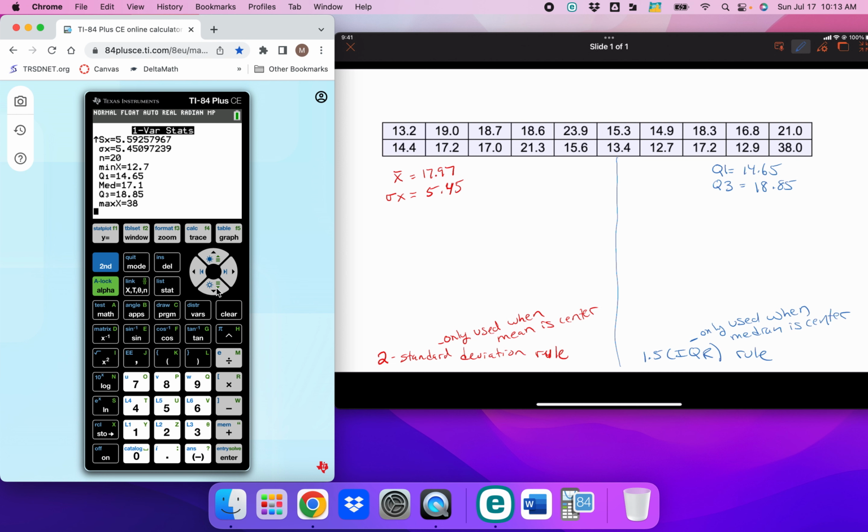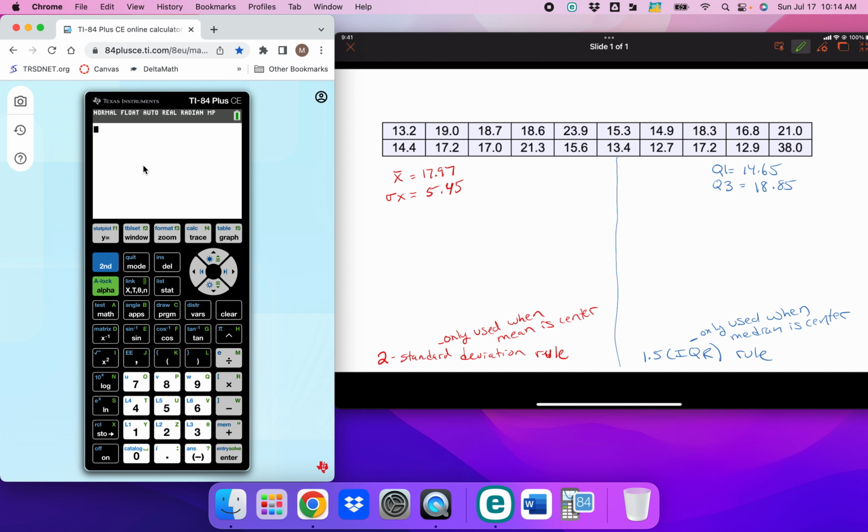Okay, so now let's go back to the mean and the standard deviation. I'm going to hit second mode, and this allows you to quit. Notice the little blue quit right here on the calculator. If you're in a program and you want to get out of it, you hit second mode, and it gets you back to our regular calculator screen.